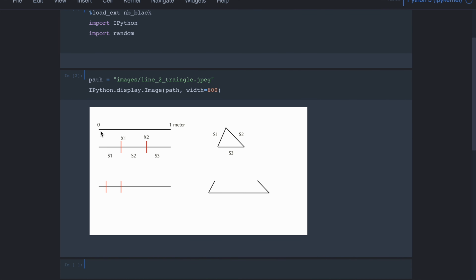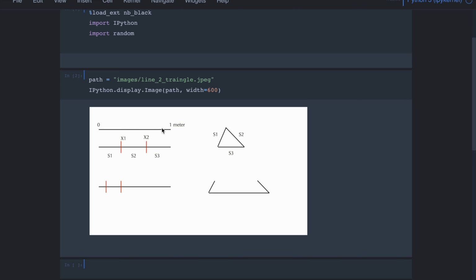So let's imagine we have a line segment of length 1 meter. For simplicity, let's assume it's lying along the x-axis, so the starting coordinate is 0 and its length is 1 meter. Now we are picking two points randomly on this line segment and we make a cut at those points. So essentially we are dividing this line into three segments, right? For example, let's say we happen to pick this point x1 and another point x2.